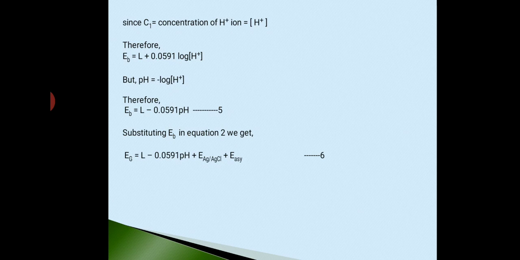Now here the electrode potential of the silver chloride electrode, and the asymmetric electrode potential, both are once again constant. So many constant terms here. So next what I'll do, I'll combine all the constant values in the above equation 6. That is how I'll write. I'll write only one L dash.